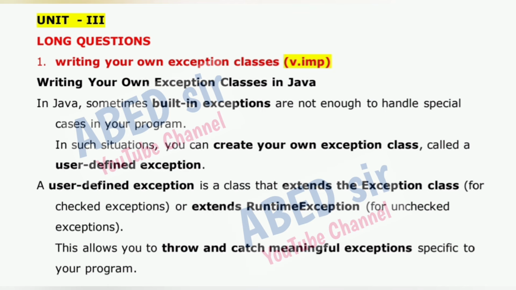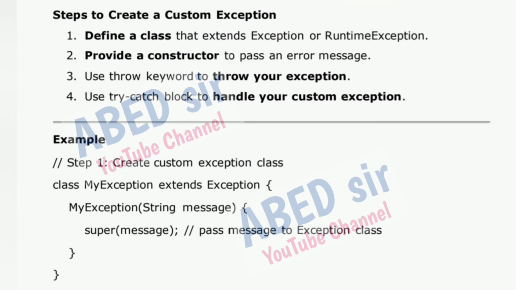A user-defined exception is a class that extends the Exception class for checked exceptions or extends RuntimeException for unchecked exceptions. This allows you to throw and catch meaningful exceptions specific to your program. Steps to create a custom exception: 1. Define a class that extends Exception or RuntimeException. 2. Provide a constructor to pass an error message. 3. Use the throw keyword to throw your exception. 4. Use a try-catch block to handle your custom exception.